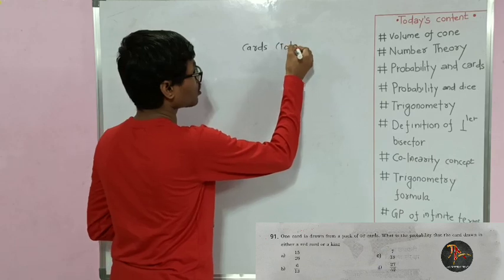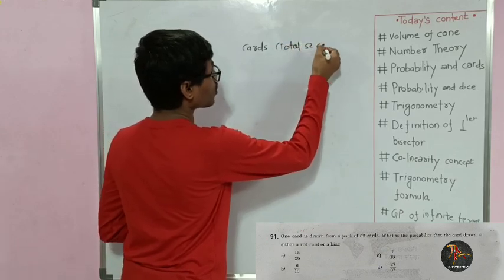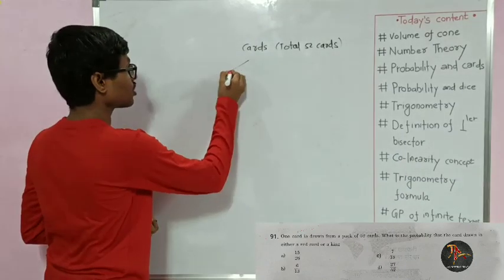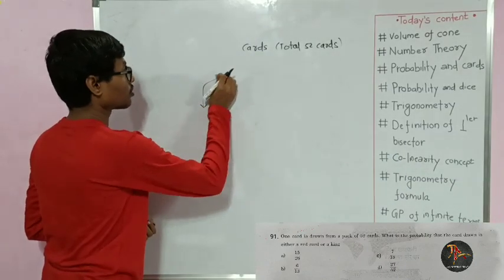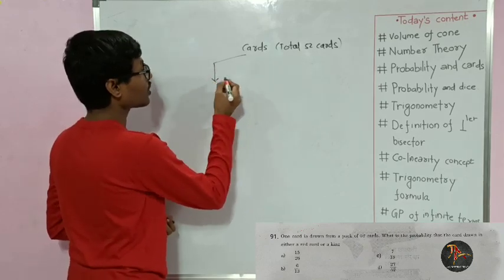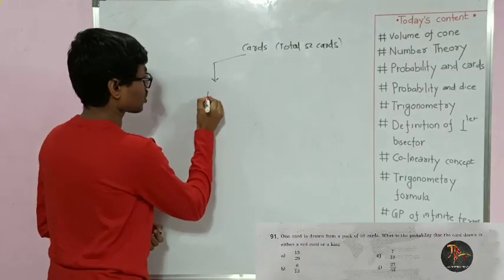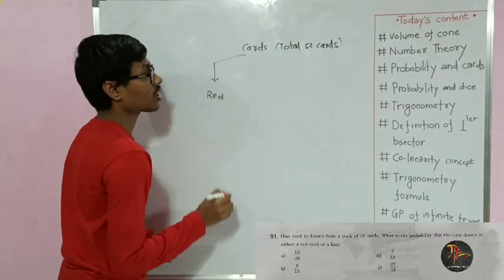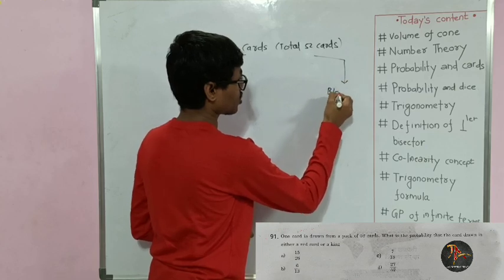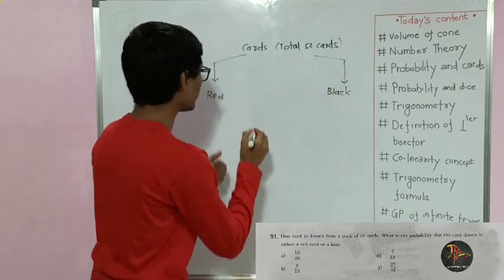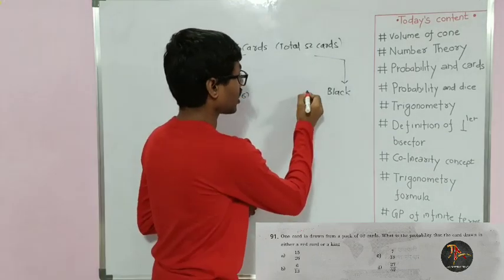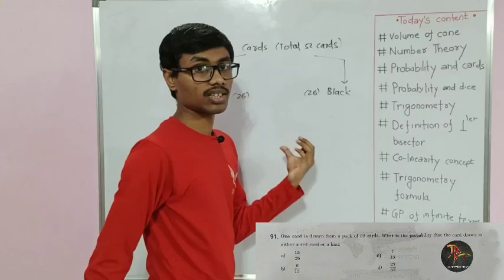Total 52 cards. Now, this deck is divided by color into two colors. One is red color and the other is black color. There are 26 red cards and 26 black cards.